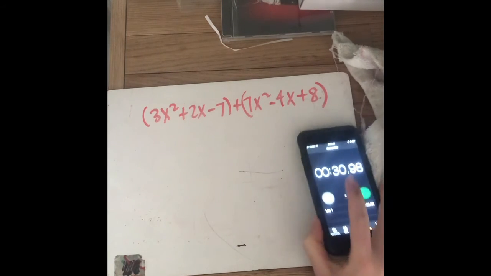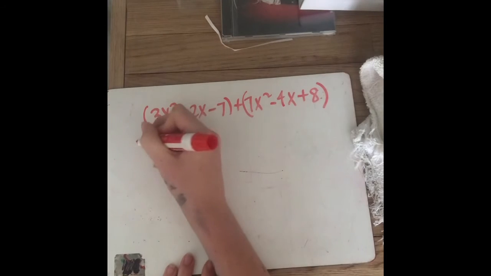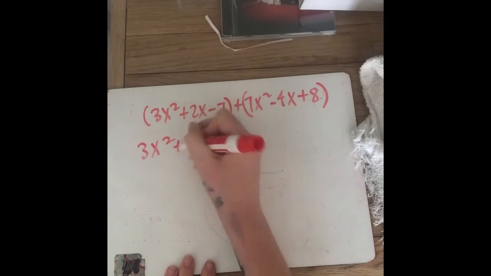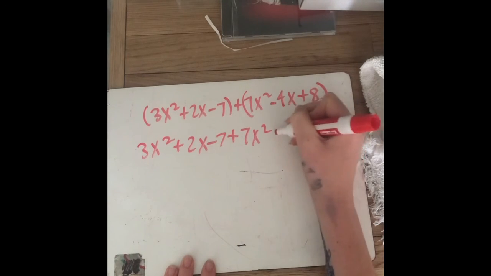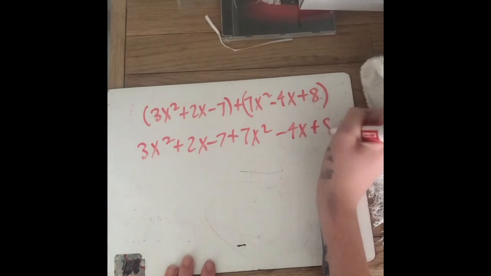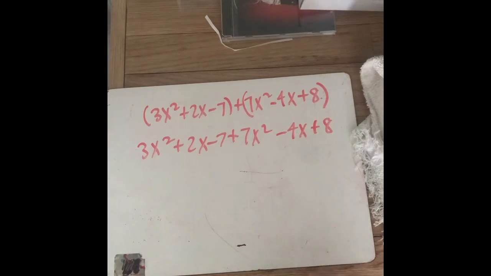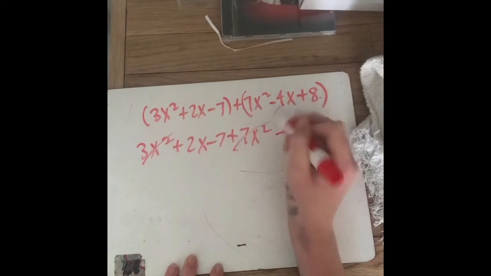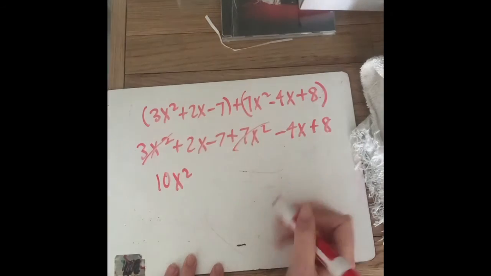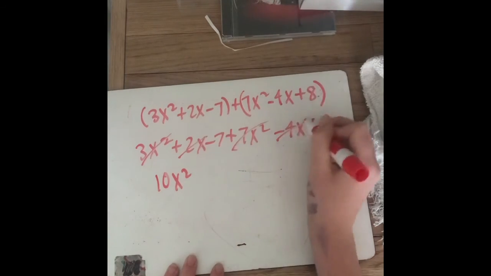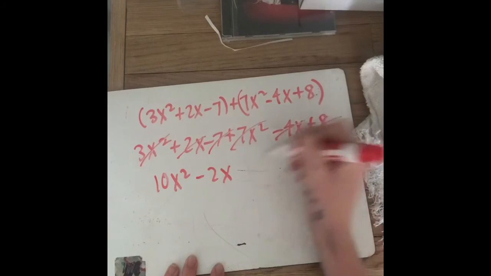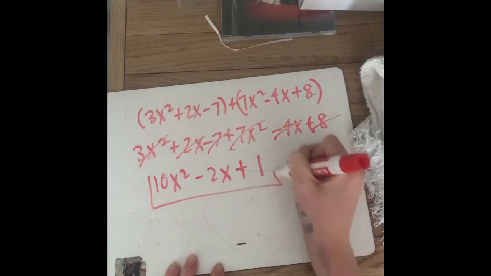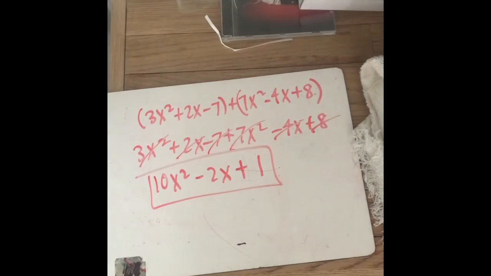Alrighty. So this is how you would do it. 3x squared plus 2x minus 7 plus 7x squared minus 4x plus 8. So you just combine like terms. 10x squared minus 2x plus 1. So that would be the final answer for that one.